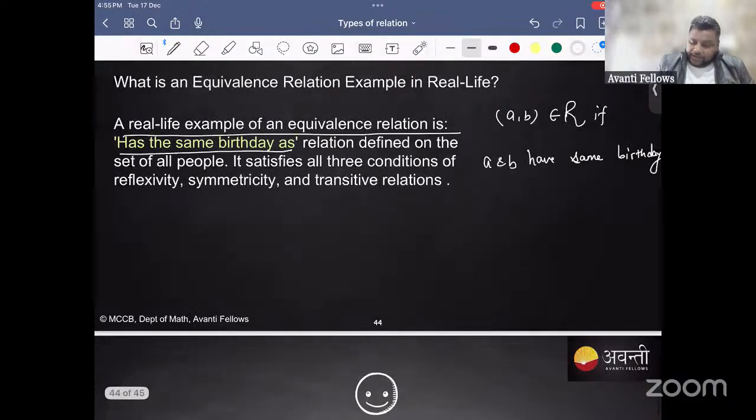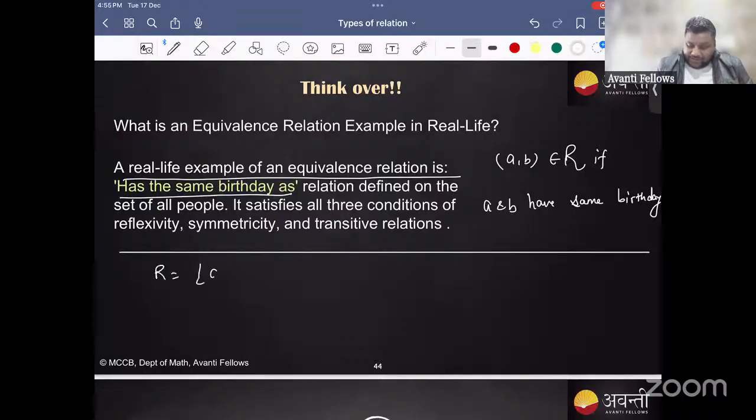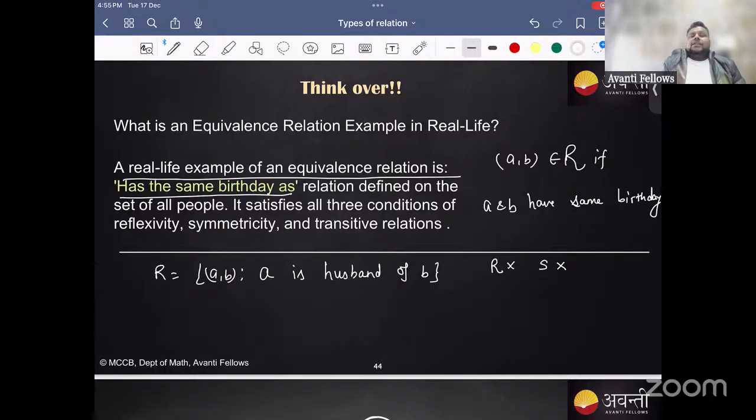All right, I'll write another example, which might not be an equivalence. See, relation R is defined as (a, b), where a is the husband of b. Now see, is this relation reflexive? No, because nobody can be his or her own husband. Is it symmetric? Again, no. If a is the husband of b, then b is not the husband of a.